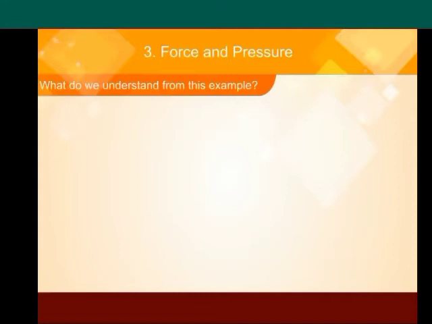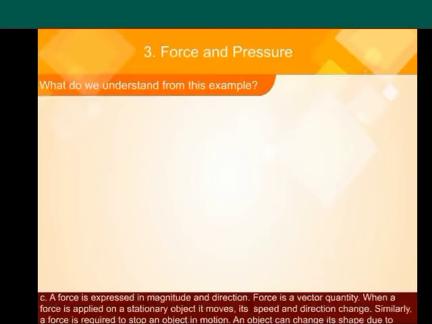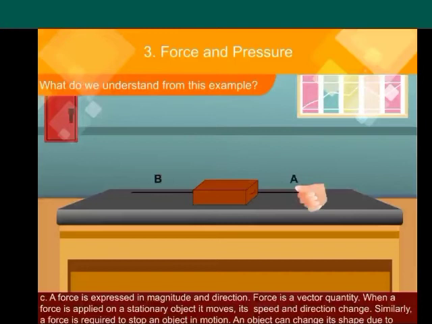What do we understand from this example? A. If several forces are applied on an object in the same direction, a force equal to their addition acts on that object. B. If two forces are applied on one object in directions opposite to each other, a force equal to their difference acts on the object. C. A force is expressed in magnitude and direction. Force is a vector quantity.